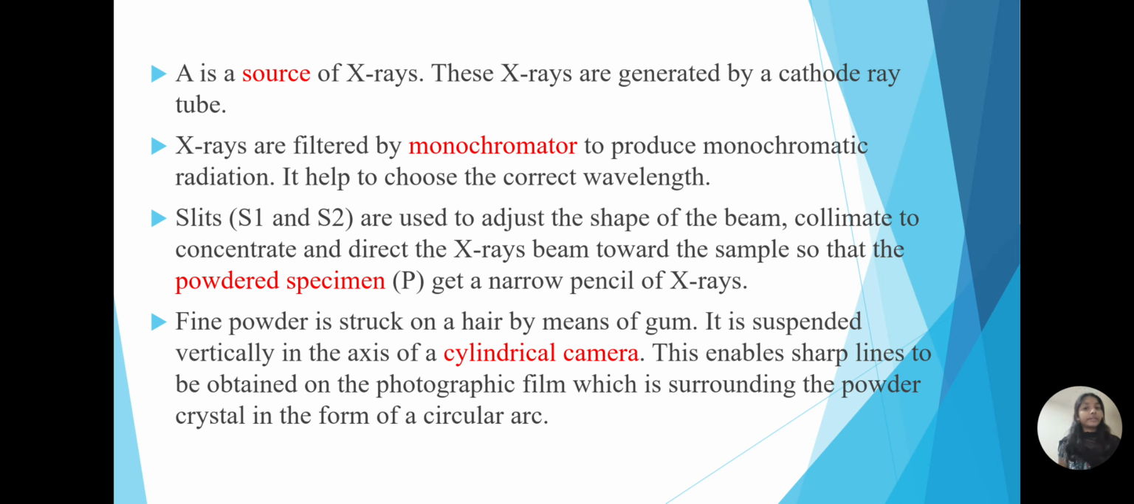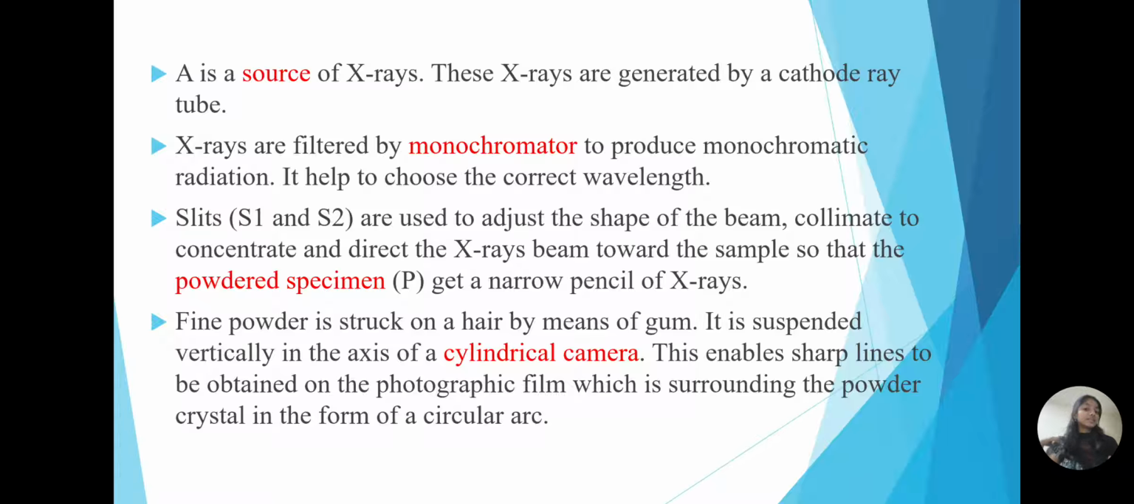Next, A is the source of X-rays. These X-rays are generated by a cathode ray tube. X-rays are filtered by a monochromator to produce monochromatic radiation. It also helps to choose the correct wavelength.